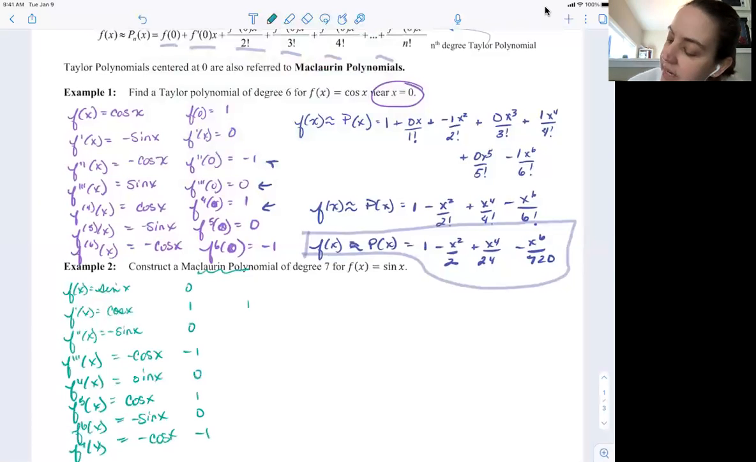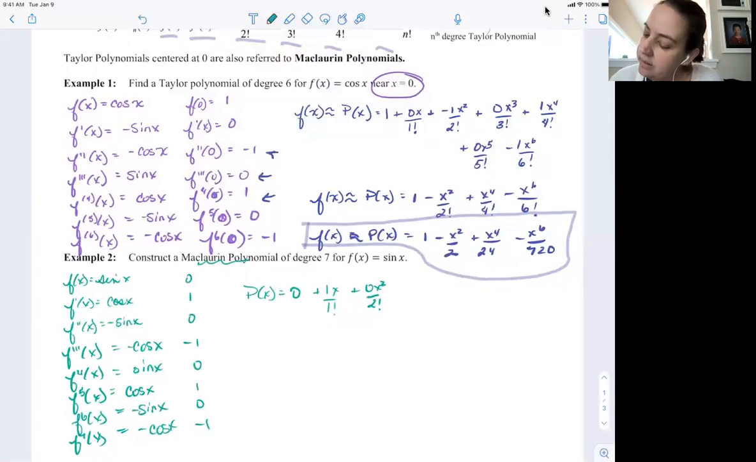So my Taylor polynomial of degree 7 would be 0 plus 1x over 1 factorial, plus 0x squared over 2 factorial, plus, how about minus 1 x cubed over 3 factorial, plus 0x to the 4th over 4 factorial, plus 1x to the 5th over 5 factorial, plus 0x to the 6th over 6 factorial, minus 1x to the 7th over 7 factorial.